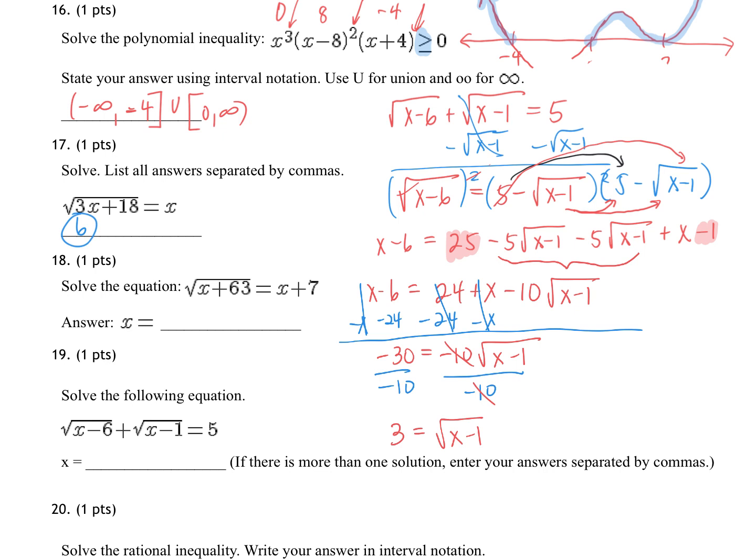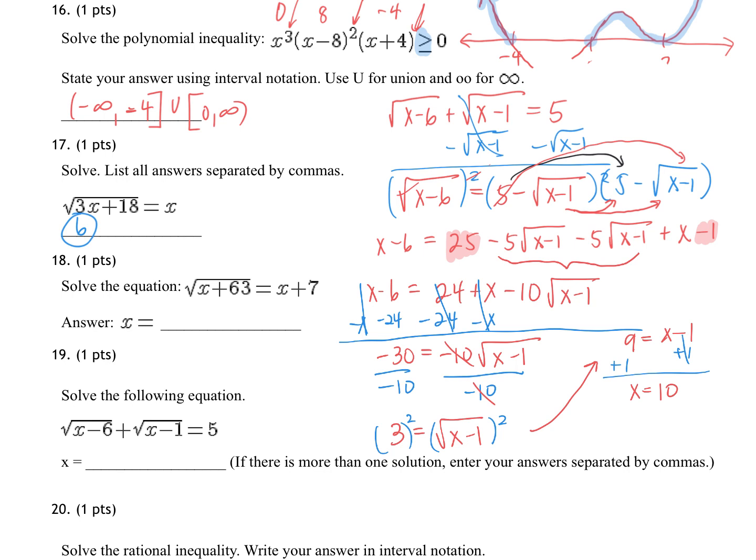And now I square both sides. So I get 9 equals x minus 1. Add 1. So x equals 10.